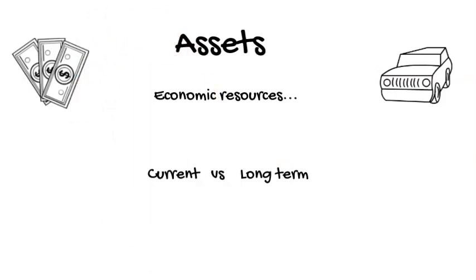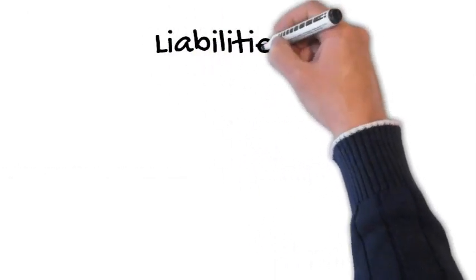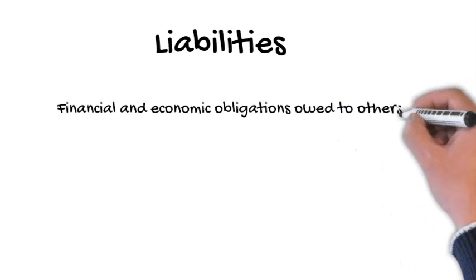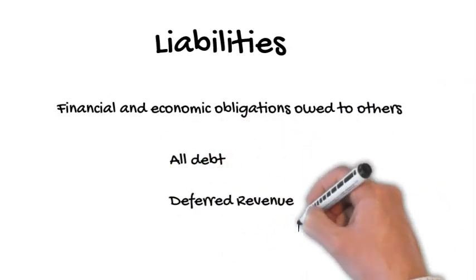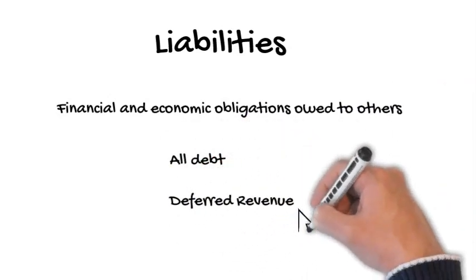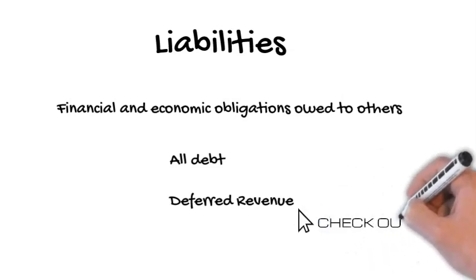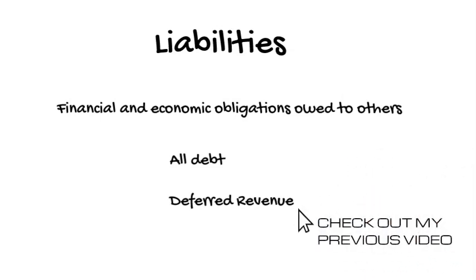Current assets are the short term and more liquid assets, such as your cash and cash equivalents. Long term assets are more of the fixed assets, like your land and buildings. For liabilities, we can define them as financial and economic obligations owed to others. They include all forms of debt and deferred revenue. Be sure to check out my previous video dedicated to deferred revenue for details.